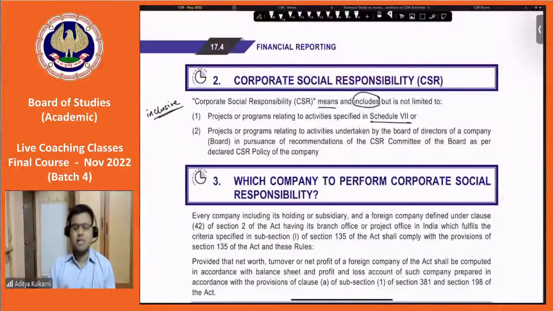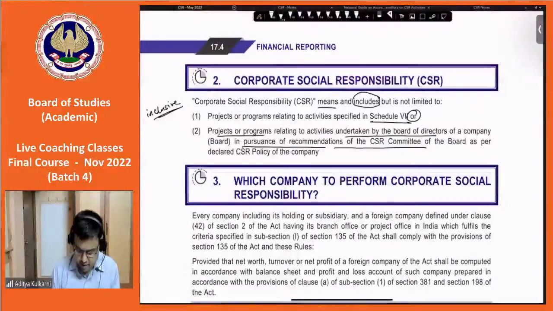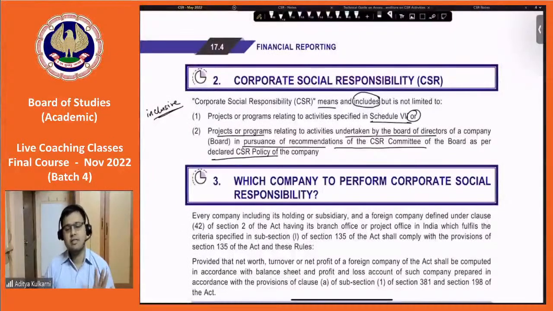Anything over and above Schedule 7, if it truly meets the intent of CSR, can be included in CSR. So it includes Schedule 7, or projects or programs undertaken by the board in pursuance of the recommendation of the CSR committee as per the declared CSR policy of the company. So it could either be what is prescribed in Schedule 7, or whatever the CSR committee has prescribed as per the CSR policy; you follow that. Okay, so it's an inclusive definition. It's not limited to Schedule 7 only.